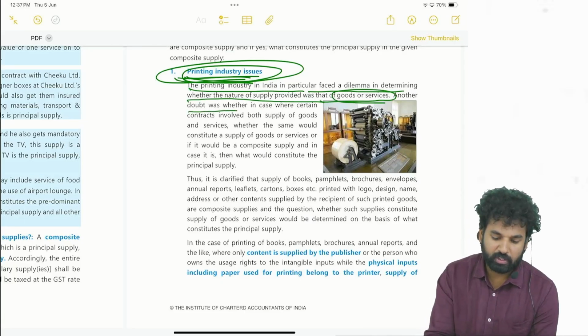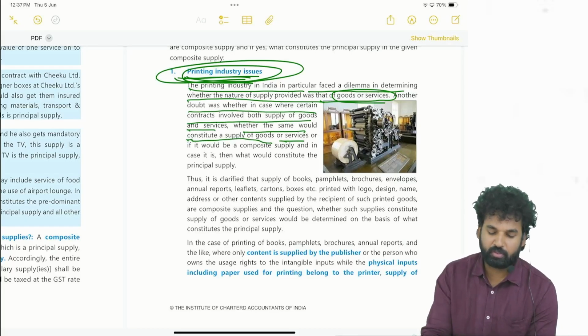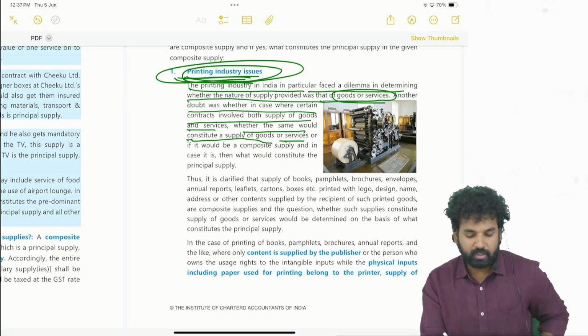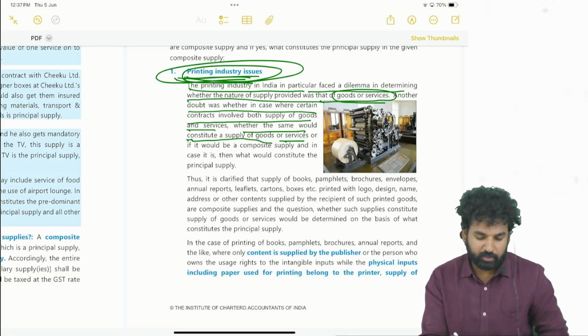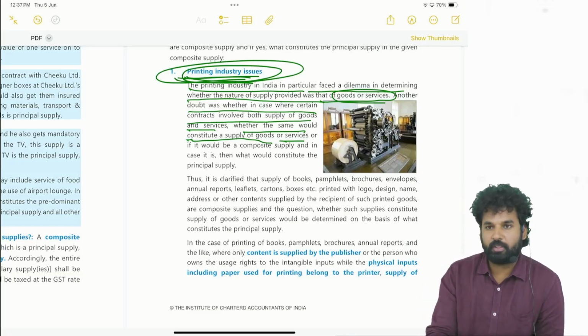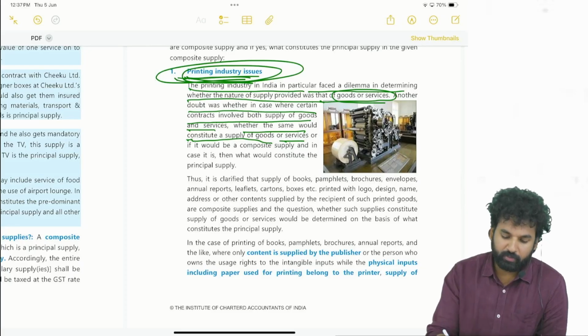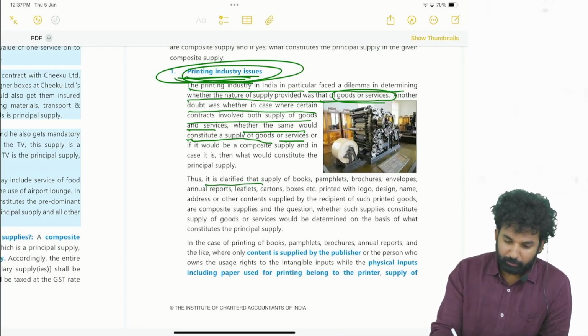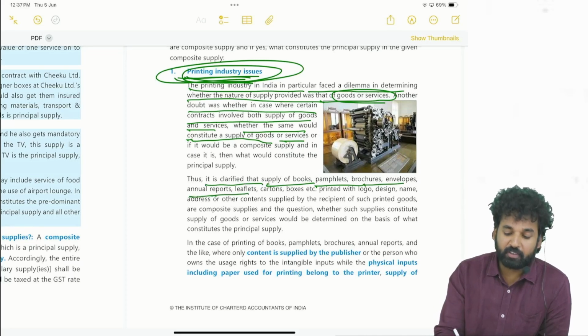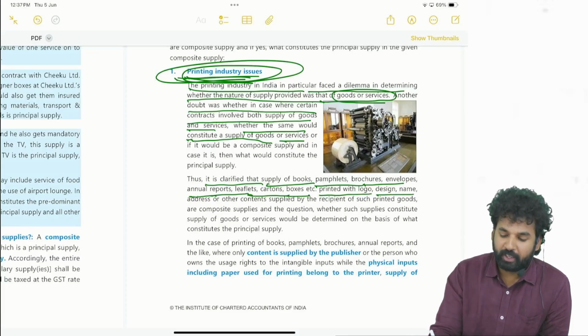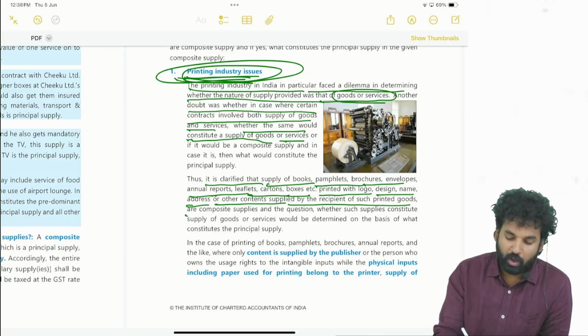Another doubt was whether, in a case where certain contracts involve both supply of goods and services, the same would constitute a supply of goods or a supply of services, or whether it would be a composite supply, and if it is, what would constitute the principal supply. So, in order to clarify that, it is clarified that supply of books, form plates, brochures, envelopes, annual reports, leaflets, carton boxes, etc., printed with logo, design, name, address, or other contents supplied by the recipient of such printed goods, are composite supplies.